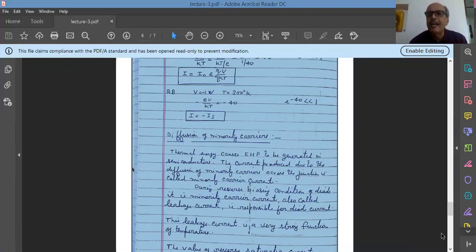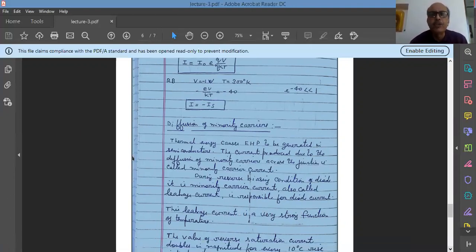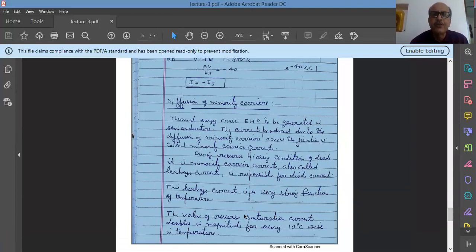You will see that even in the lab you will find that the value of saturation current does not change much while changing the reverse bias voltage, but it is a very strong function of temperature.